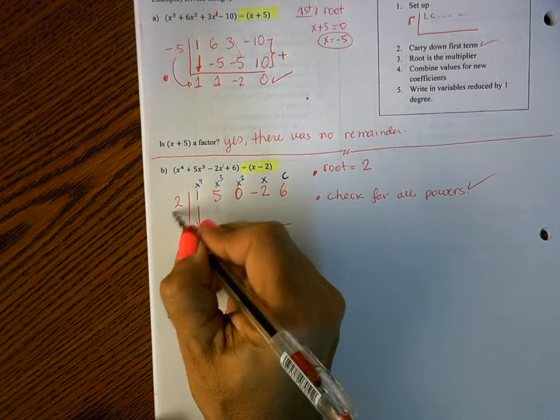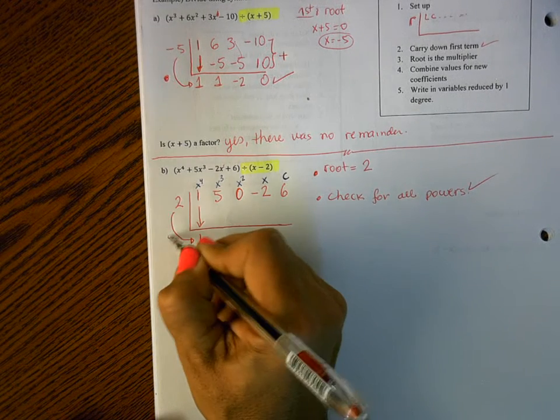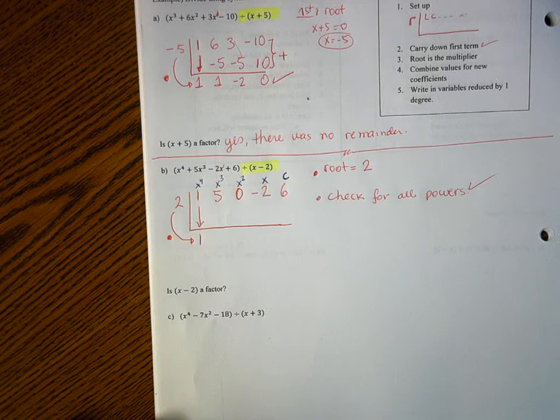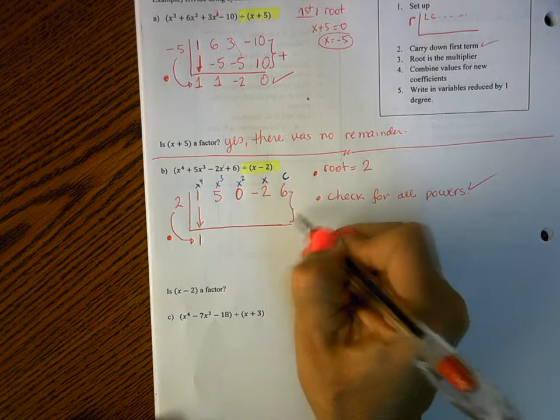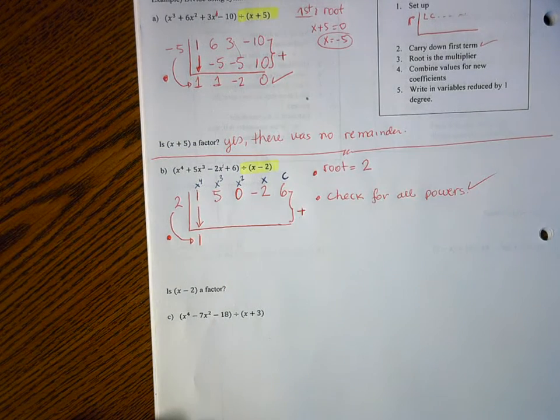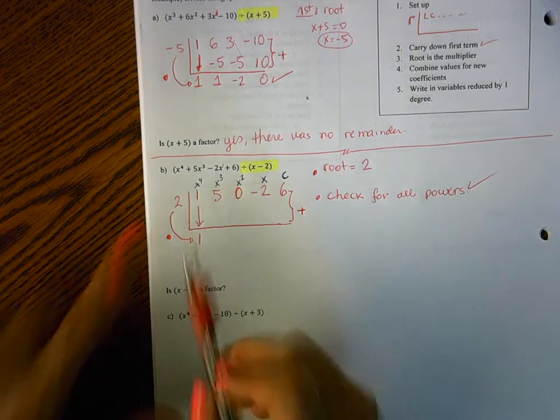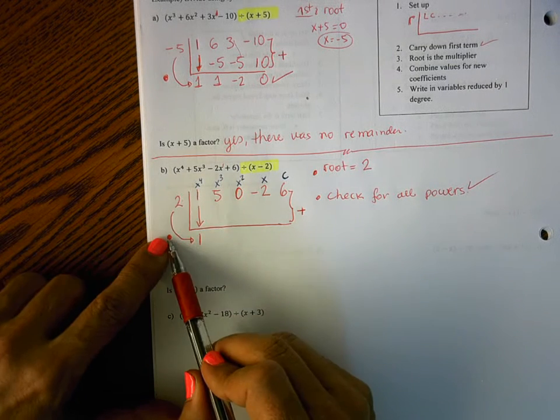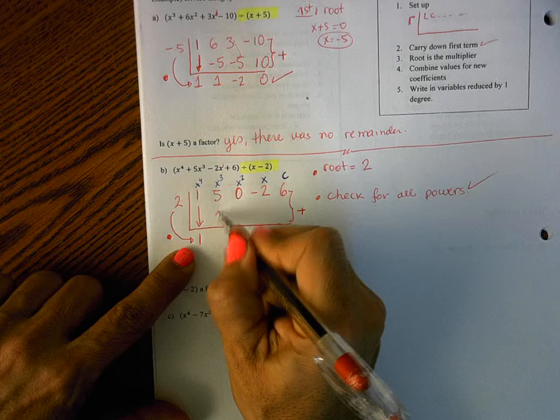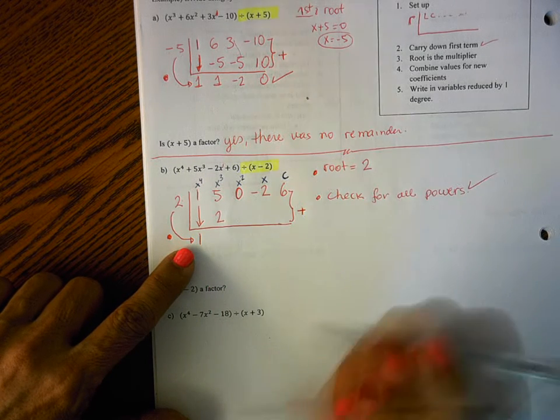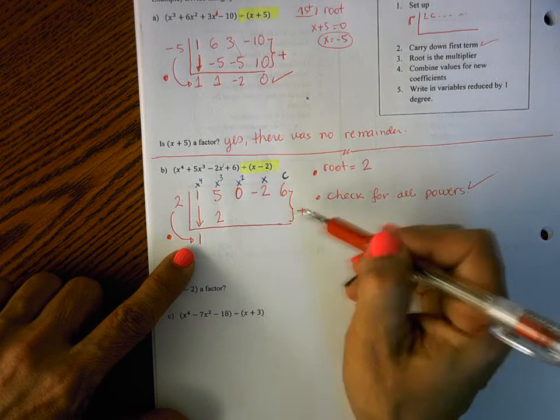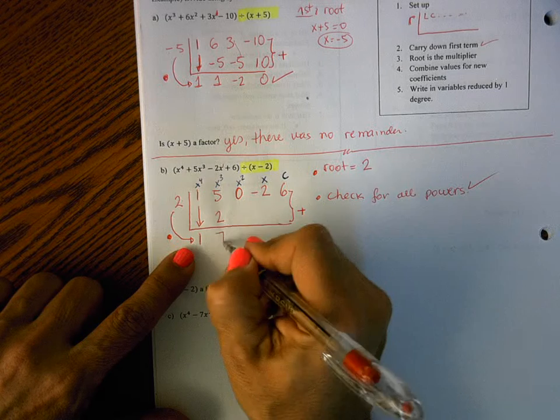On the outside, what's happening outside? Multiplication. What's happening on the inside? Addition. Okay, that's what happens on the inside, addition. So 2 times 1 is a 2. We put a 2 right here. And then we add. 5 plus 2 is 7.